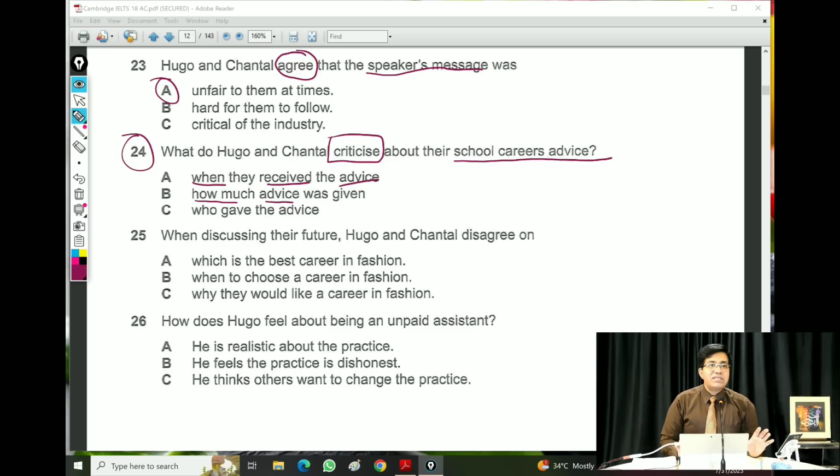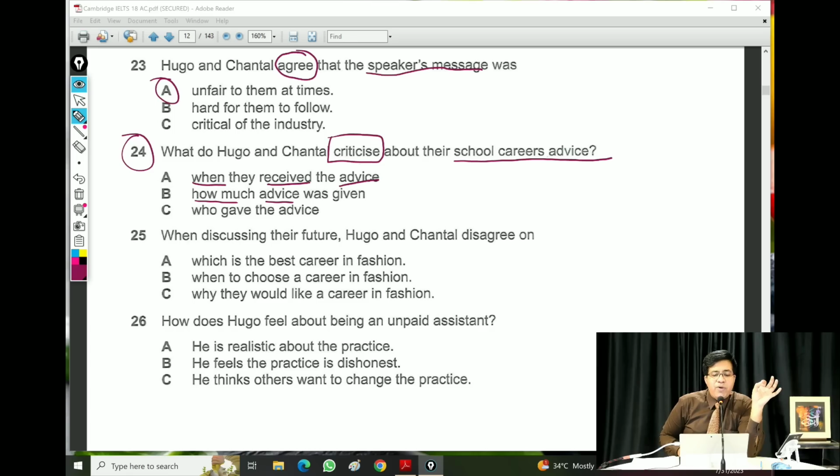And who gave the advice? If they say the advice was given by non-professionals and those people were not part of the industry, they themselves didn't know. So who gave advice? Now, basically, there are 3 words which are important. What is the topic of the question? What do Hugo and Chantal criticize about their school career advice? So, school career advice and criticize. Most important words in option A is when career advice was given. Option B, how much career advice was given. And option C, who. That's it. So, when, how much, who. And 2 options will be negatively discussed.